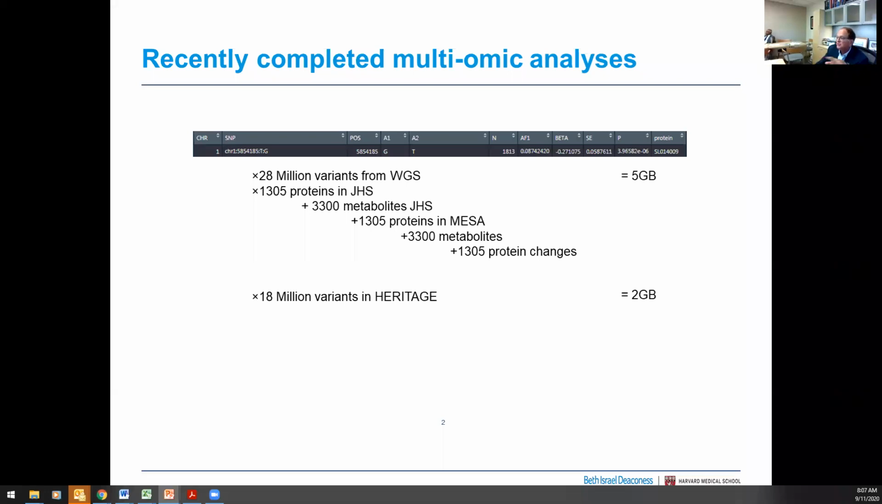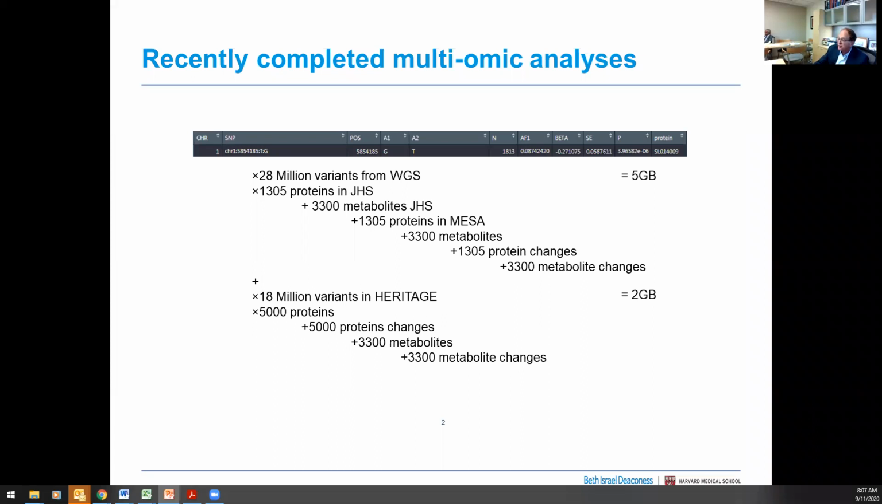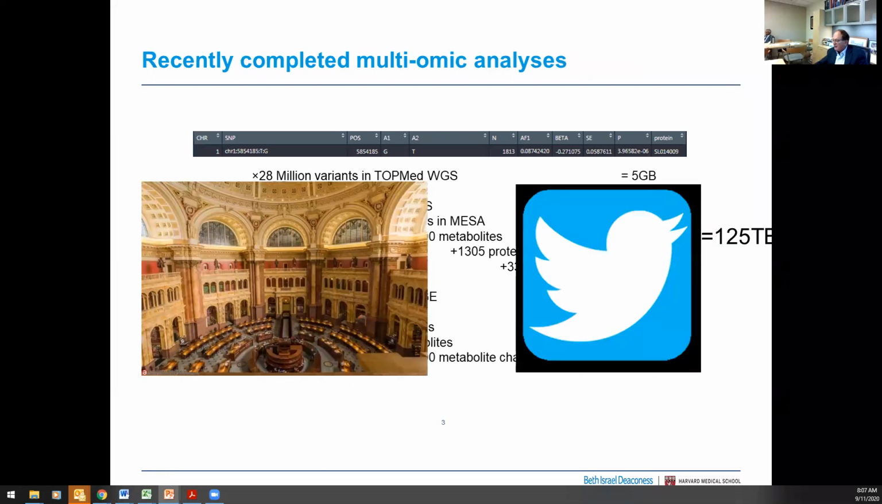So we've looked at protein changes, we're looking at metabolite changes. And it turns out in this HERITAGE study, we've measured 5,000 proteins and 5,000 metabolites, but these individuals have undergone an intervention, an exercise intervention. So we're looking at 5,000 protein changes and 3,000 metabolite changes. And when we kind of have looked at the first set of data, gosh, it's 125 terabytes of data that we've accumulated in the group. And just to put it in context, Dan said, well, what's out there? What do we know? Well, it turns out on the left is the Library of Congress, and that's actually only 20 terabytes of data. On the right is the entire Twitter sphere, and that's 140 terabytes of data. So with what we've done even more recently, I think we've kind of surpassed that much information.